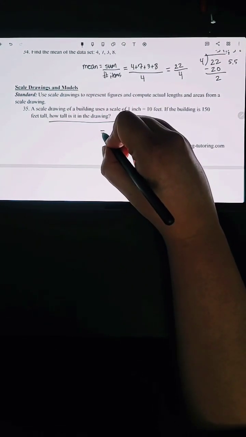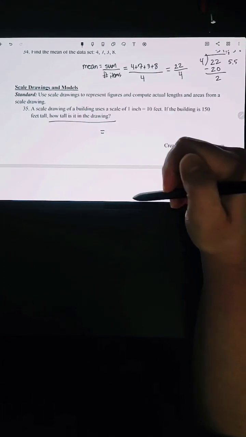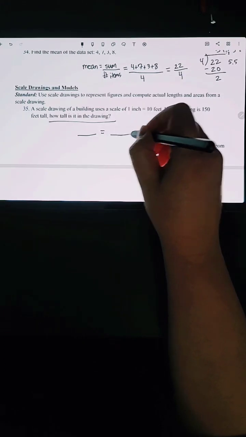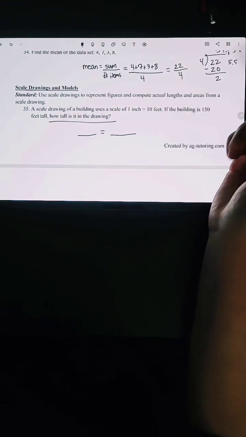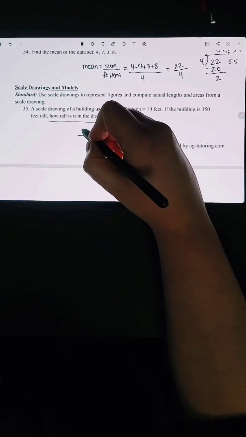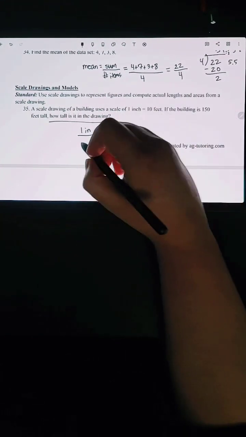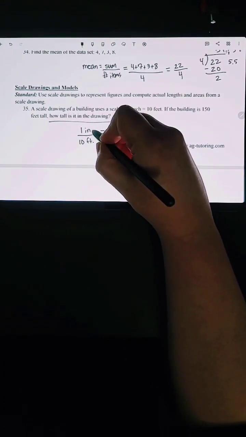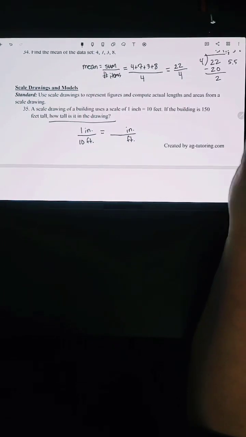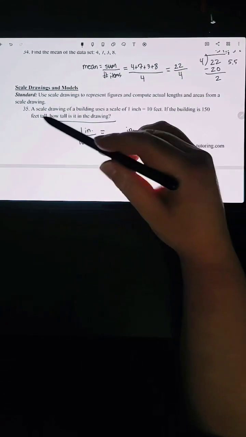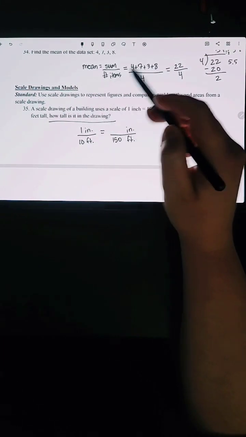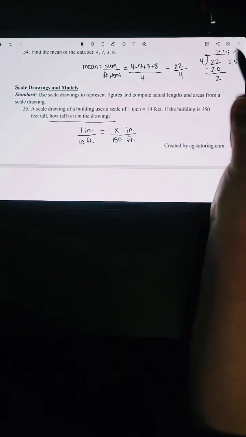So for scale drawings, you want to do the same thing that we were doing before with direct proportions. You have a relationship on one side, a relationship on the other, and make sure the units match on top and bottom. The first relationship says that 1 inch is related to 10 feet. So that means we have to maintain that inches are on the top and feet are on the bottom for the next relationship. The next relationship says if the building is 150 feet tall, so 150 feet, then we're finding how tall it is in inches, so x inches.